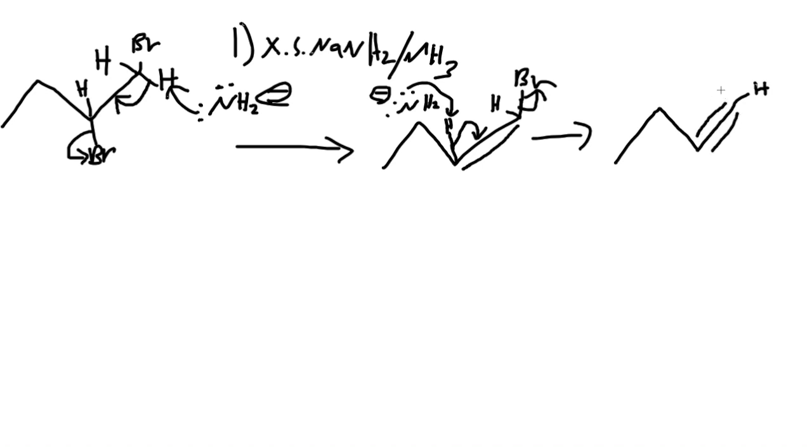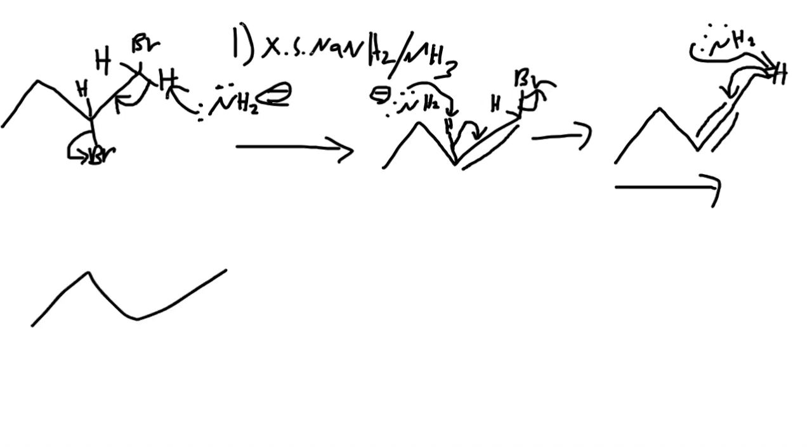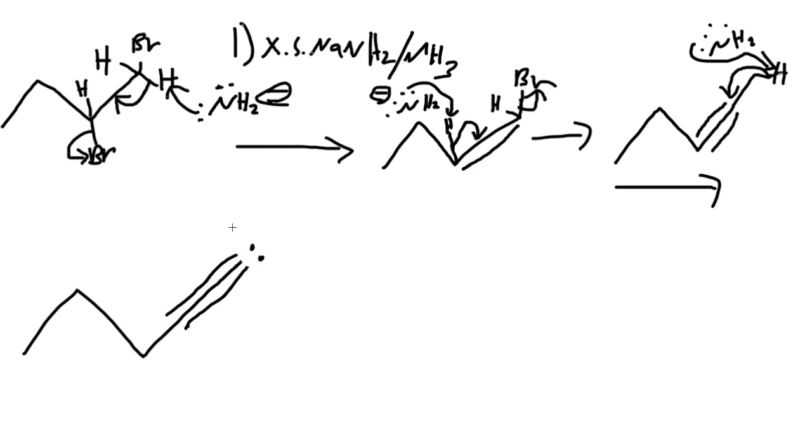Since we have one more hydrogen, let's get rid of it. One more time, NH2 would come, grab the hydrogen. This hydrogen gives off electrons on that carbon. There's nothing to kick off, so let's react it. Okay, we have this, with a lone pair, negative charge.